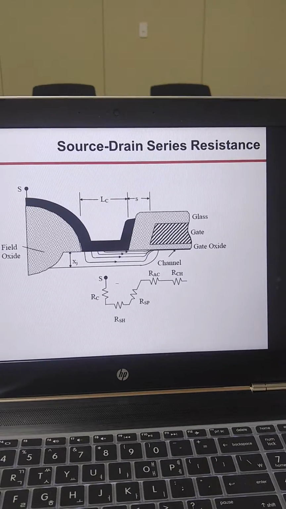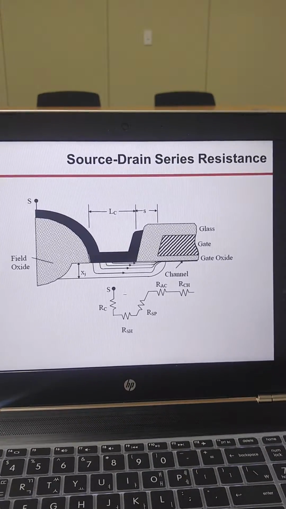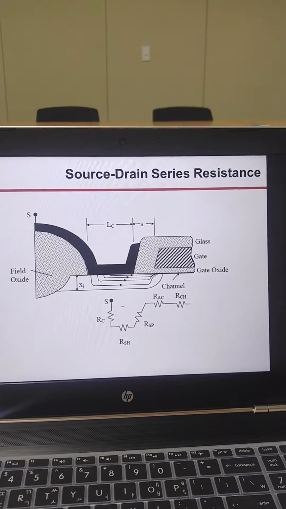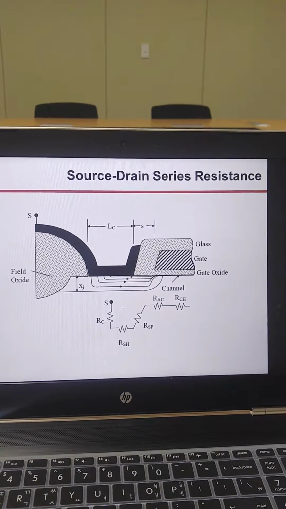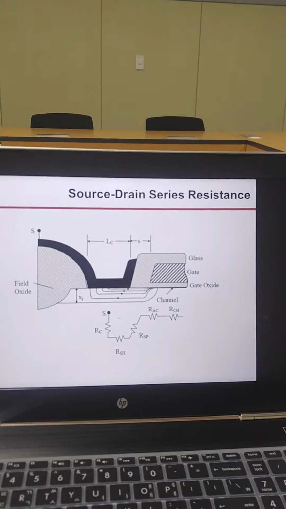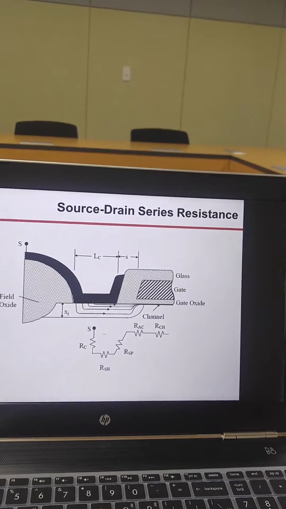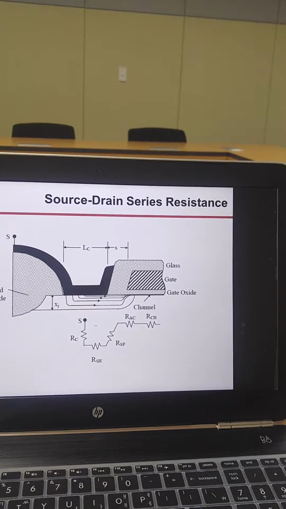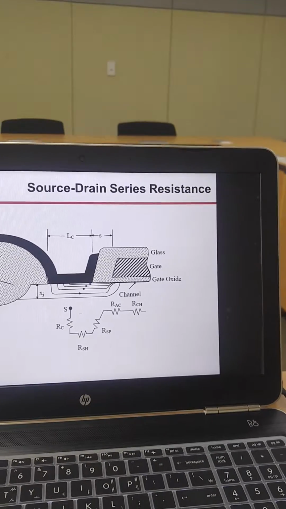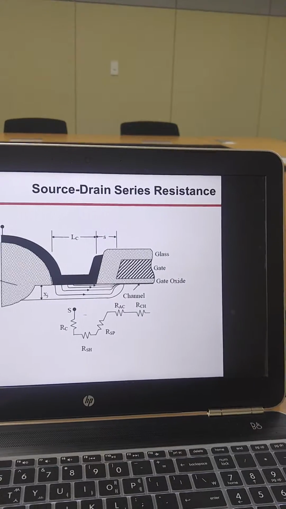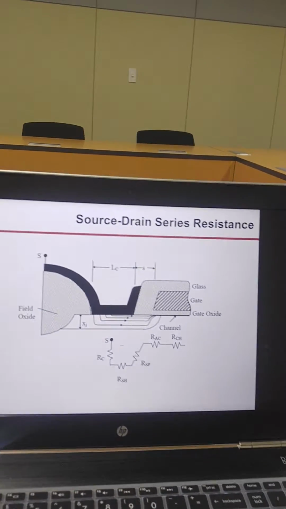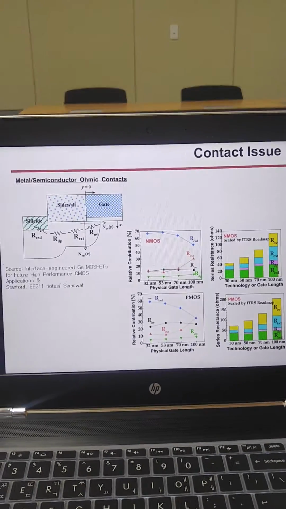And next is source drain series resistance. To explain briefly about this, if we scale down the device, the series resistance would be bigger. So yeah, this is a bad phenomenon as well.